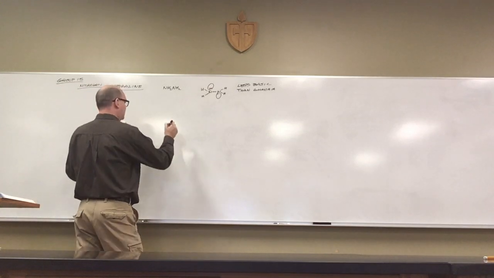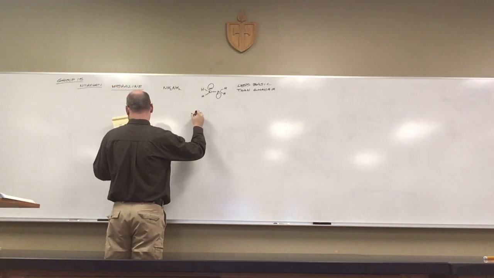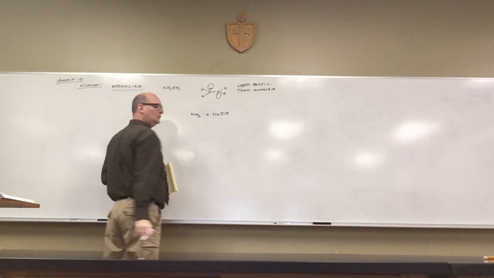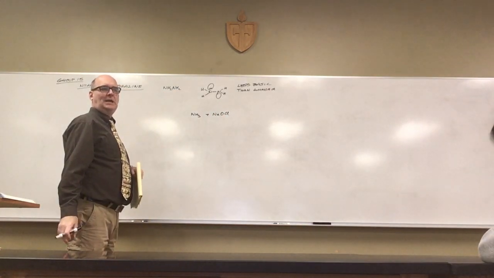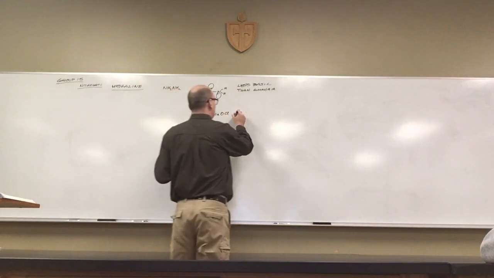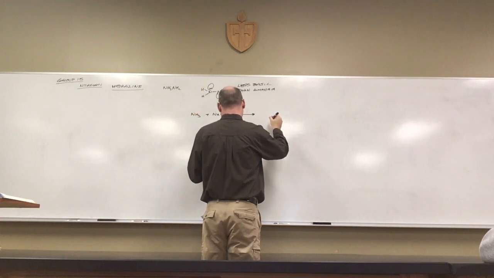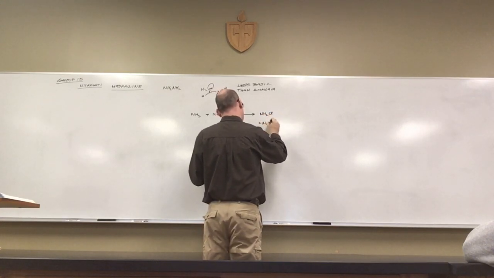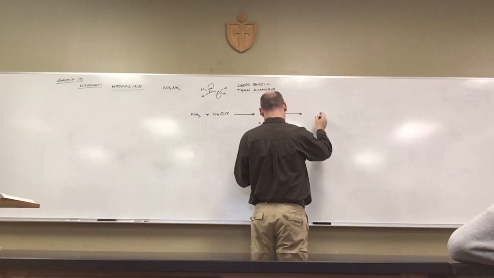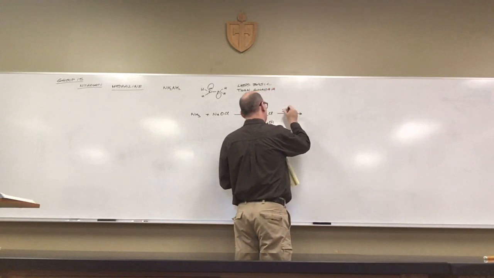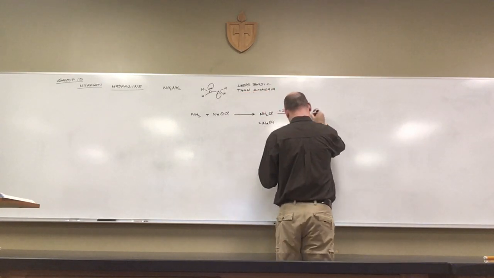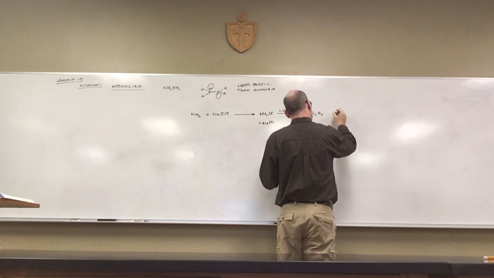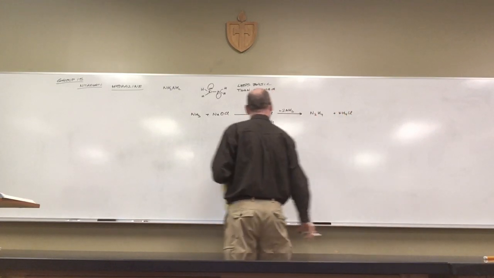And hydrazine can be made this way. Here's ammonia. And NaOCl. If we don't already know what NaOCl is, we should know. And we will know really soon. That's going to make NH2Cl and NaOH. And the NH2Cl is in turn going to react with another couple of ammonias to make N2H4, which is hydrazine, and NH4Cl.